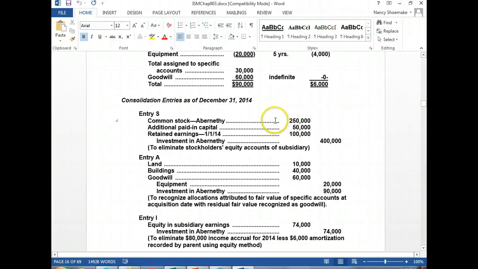We're getting rid of the common stock, we're debiting it. It shows additional paid in capital of $50. It shows retained earnings of $100. So we're going to zero out those equity accounts, and we're going to zero out our investment account. See what I'm saying? Because we don't want to show those on consolidated books. This gets rid of the equity section. That's the S entry. If you get a multiple choice, it says, what does the S entry do? What are you going to say?